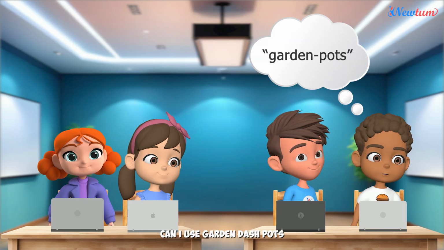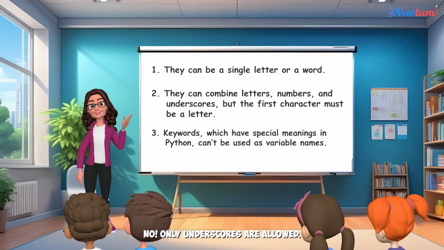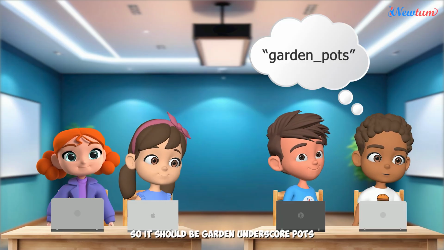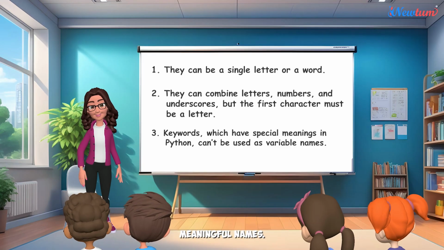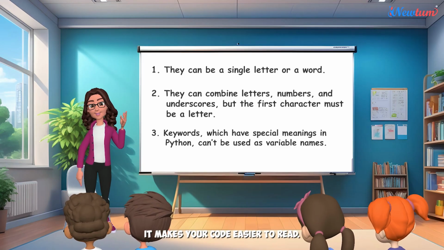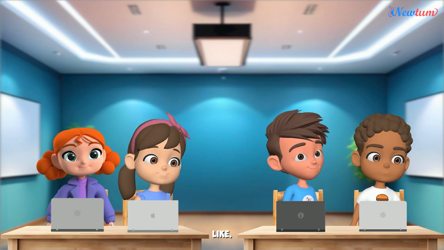Can I use garden-pots as a variable name? No, only underscores are allowed. So, it should be garden_pots? Yes, but it's better to use short, meaningful names. It makes your code easier to read. Like?